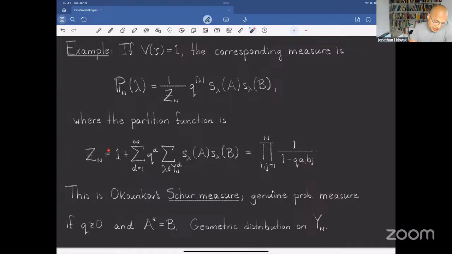And so as long as the modulus of Q times the spectral radius of A times the spectral radius of B is less than 1, this is a well-defined unit mass complex measure on Young diagrams with at most n rows. And if, let's say, A star equals B, then this is actually a legitimate positive measure, a probability measure on Young diagrams. Okay, and if Q is bigger than or equal to 0.